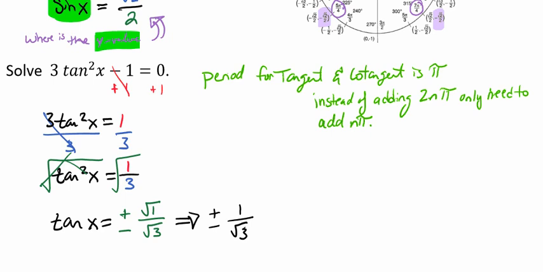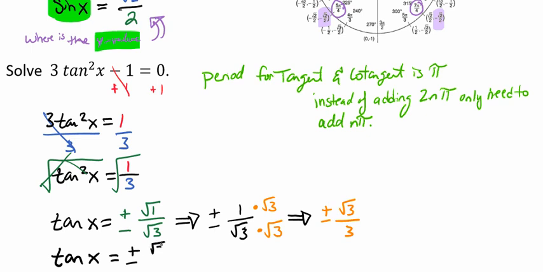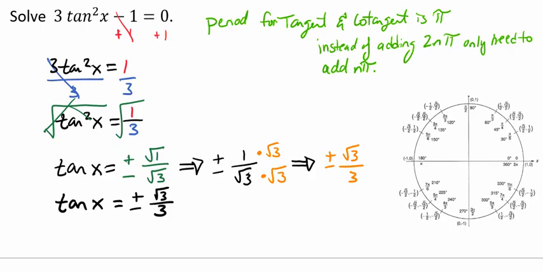And we can't have a radical in the denominator. So we'll rationalize our denominator, which will give us plus or minus radical 3 over 3. So what we're looking for here is the tangent of x equals plus or minus radical 3 over 3. So let's turn to our unit circles. Now your unit circle is something that you definitely want to try and have memorized because this is going to make this a lot easier.